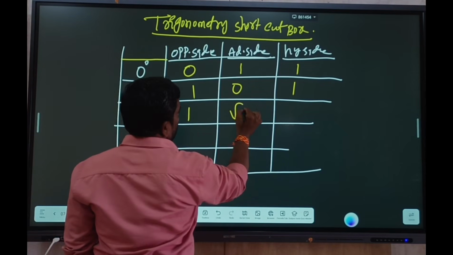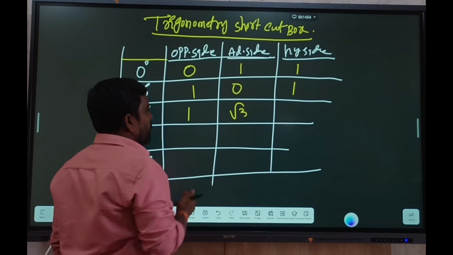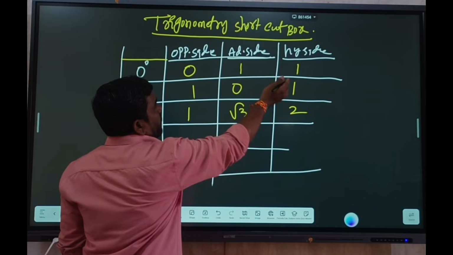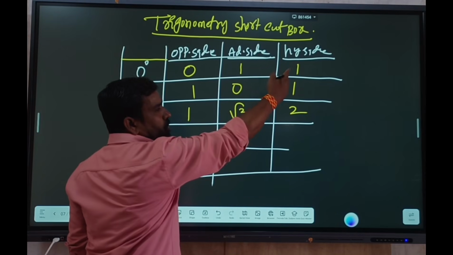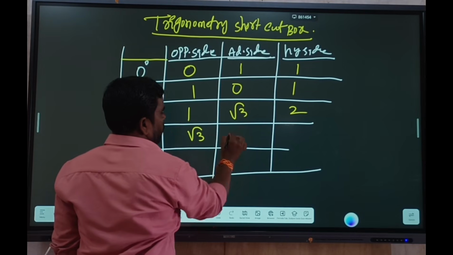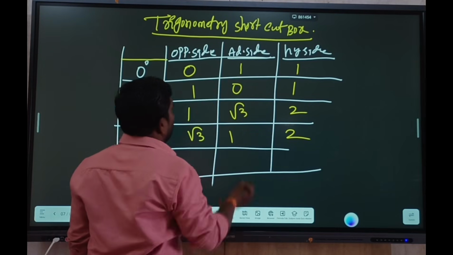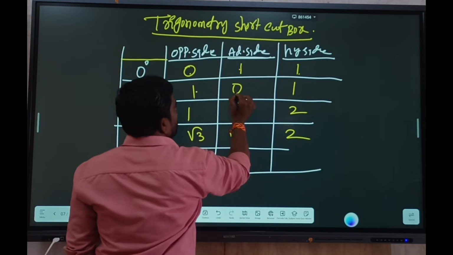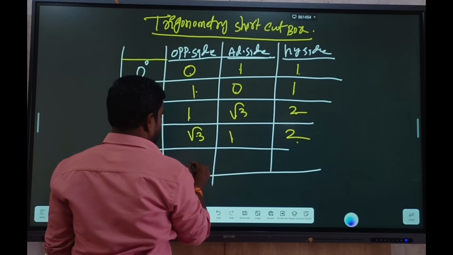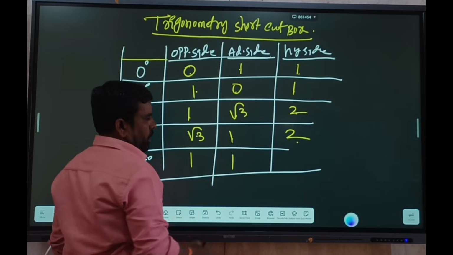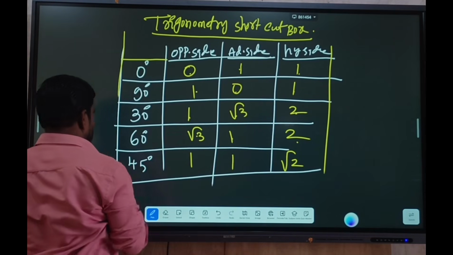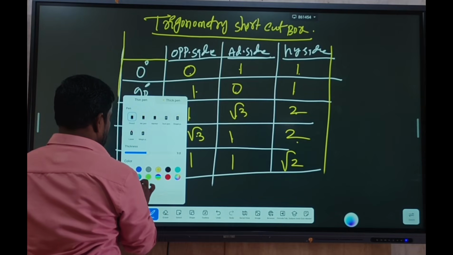Remaining: 1, root 3. Take the shortcut here. 1, root 3 gives hypotenuse 2. Use the Pythagoras formula: hypotenuse square is equal to opposite square plus adjacent square. Reverse on the right: root 3, 1, which is also 2. For 1, 1, take the shortcut: root 2. This is the most important concept here.